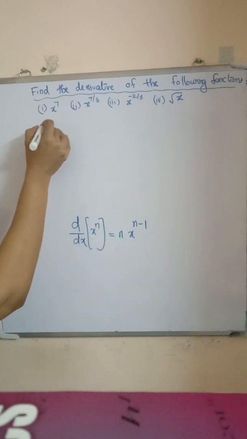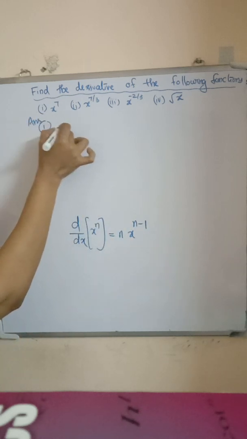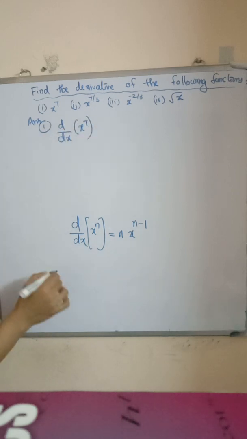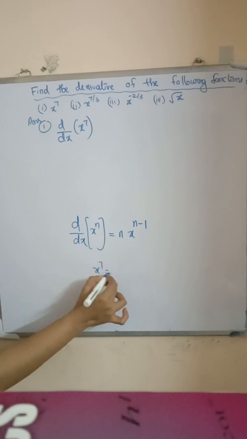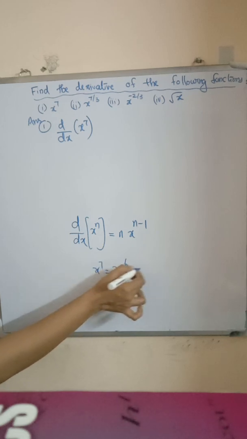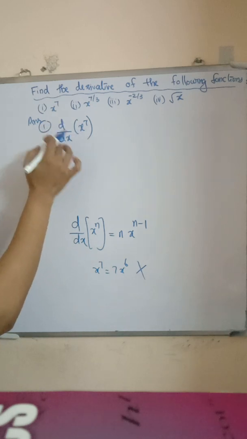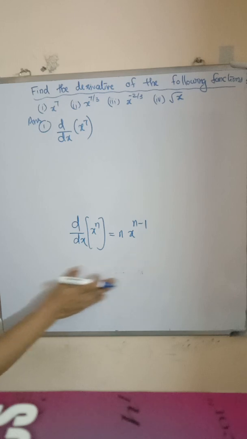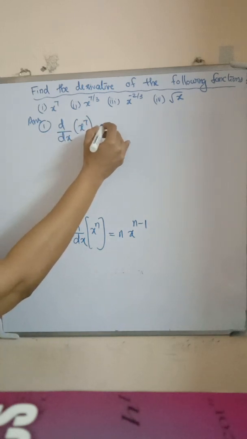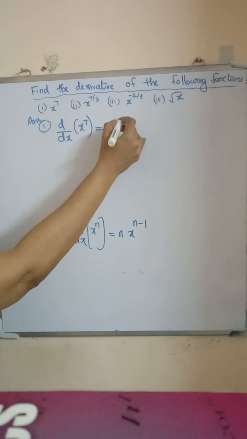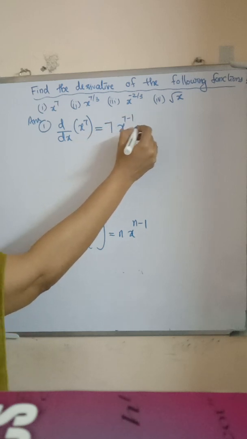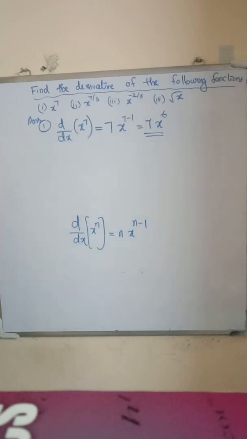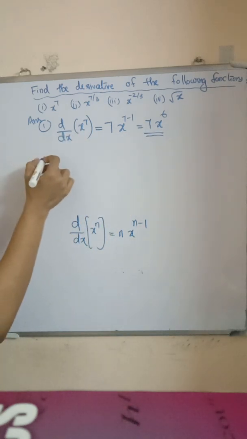So first question, d by dx of x raised to 7. Write d by dx of x raised to 7. D by dx of x raised to 7 is equal to 7x raised to 7 minus 1. That is equal to 7x raised to 6. So the derivative of x raised to 7 is 7x raised to 6.